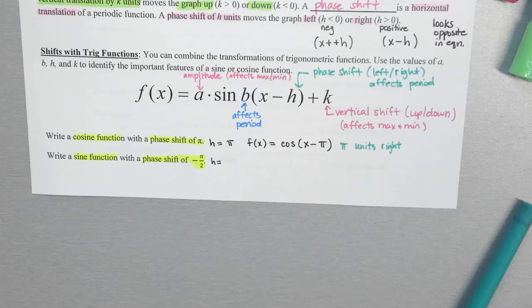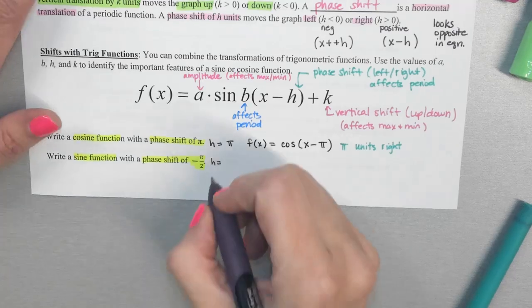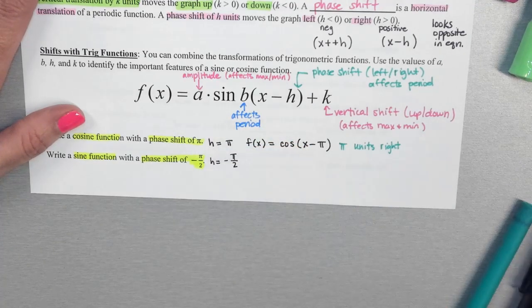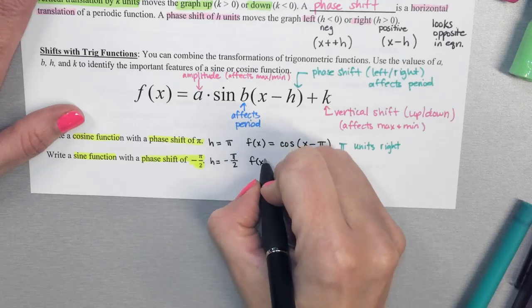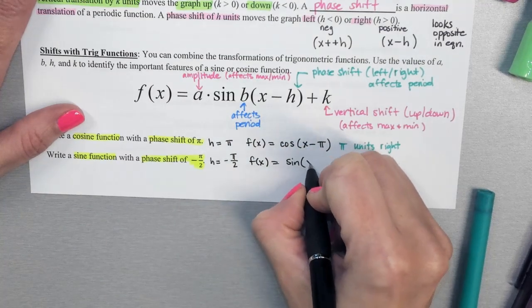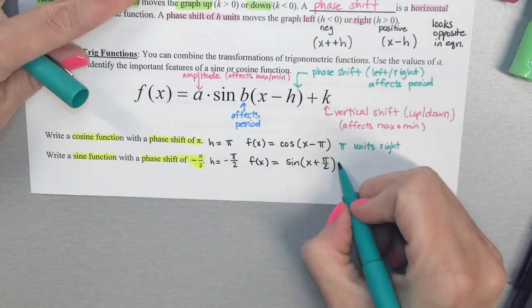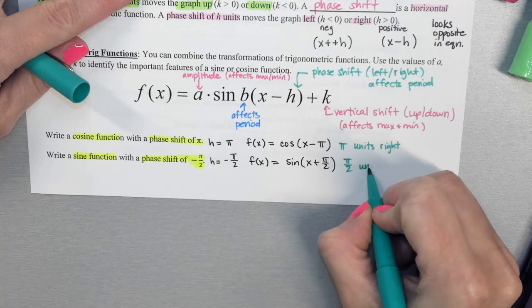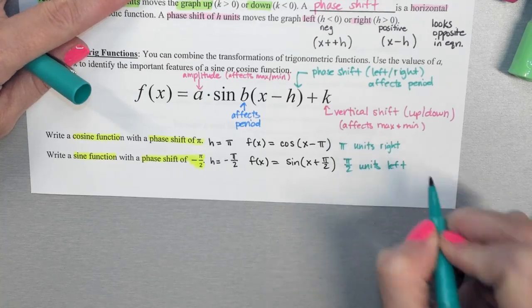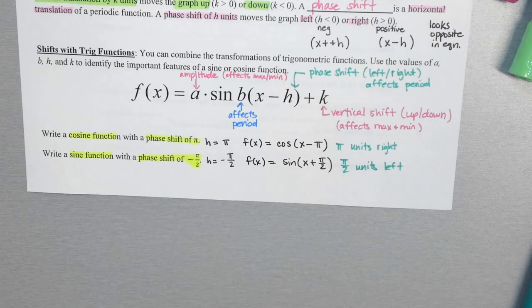Okay, so if your h value is a negative, when you plug that into the equation, your minus the negative is going to become a positive. So it's a negative pi over 2. So your f of x is the sine of x plus pi over 2. Okay, and in this case, you're moving pi over 2 units left. So essentially what we're going to do is take our graphs from yesterday and move them to the right, move them to the left. Okay?